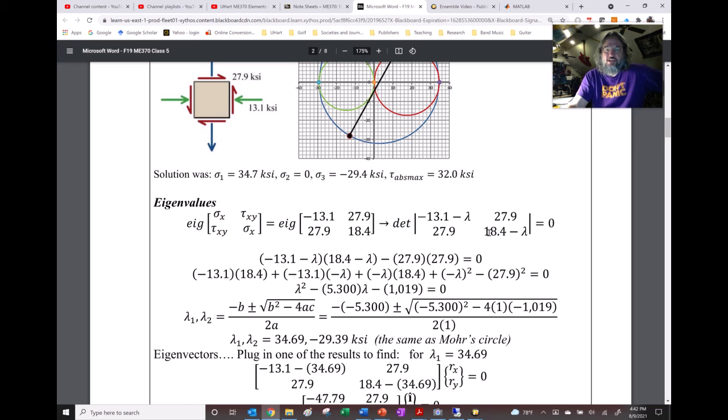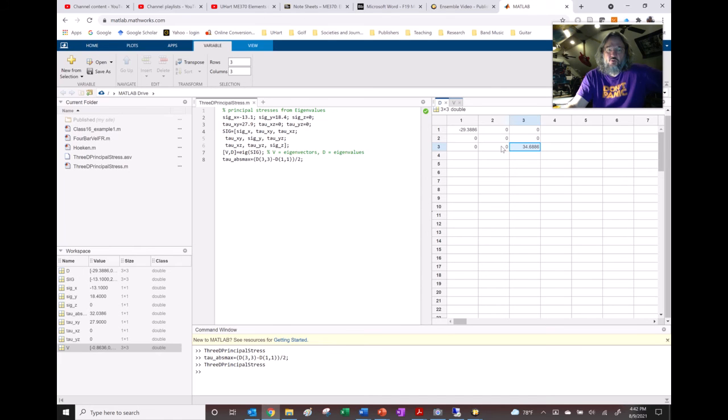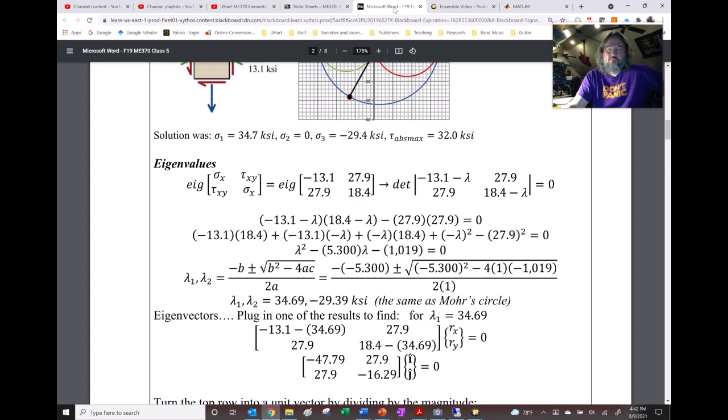So what you do is you take the determinant of this, and so you multiply this times this minus that times that, right? And you're going to get a quadratic in lambda. And from that quadratic right there, you get negative b plus or minus the square root of b squared minus 4ac, divided by 2a, and you stick in the coefficients that you have there, and you end up with 34.69 and negative 29.39, and that's what we got right there, right?